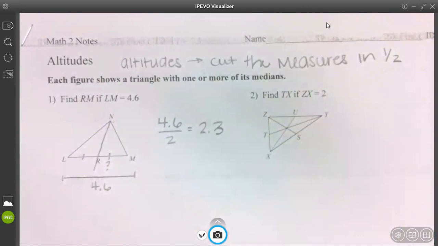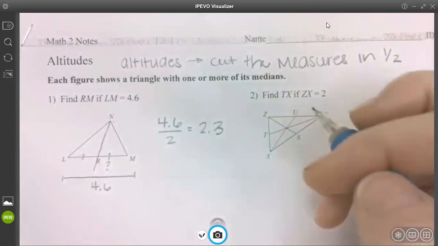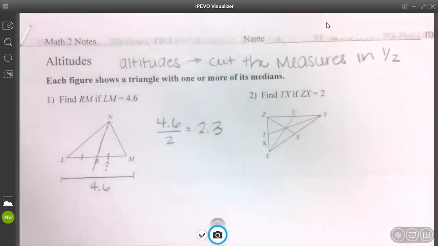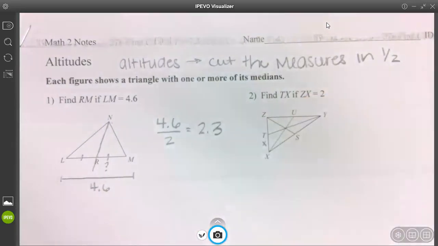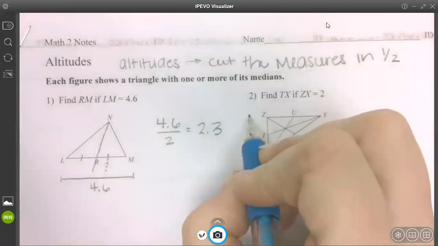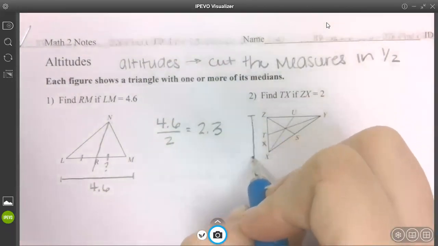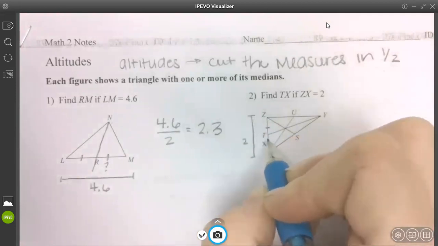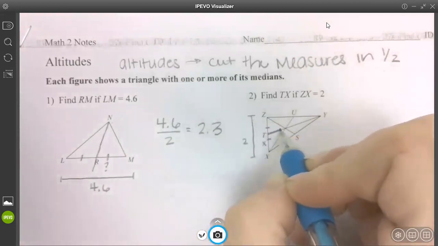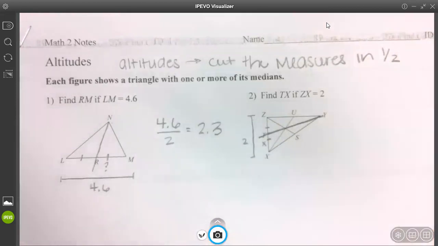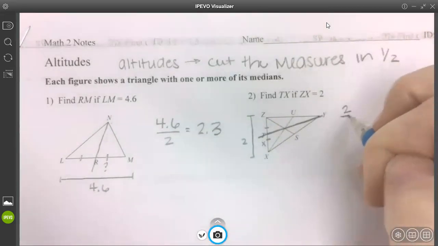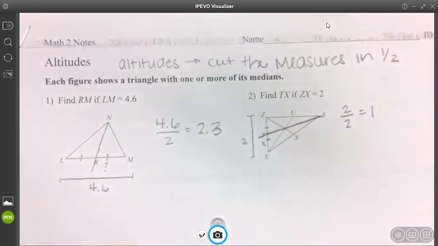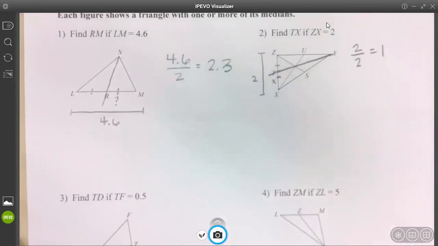So then they start adding in a bunch more lines. Just focus on what they ask for. So the first thing that they give you is they want you to find TX. And they give you ZX. Well, ZX is the full length of that bottom. Remember that line TY right here cuts it in half. So if we cut 2 in half, we get 1. Ignore all the other lines. They're just there to confuse you.